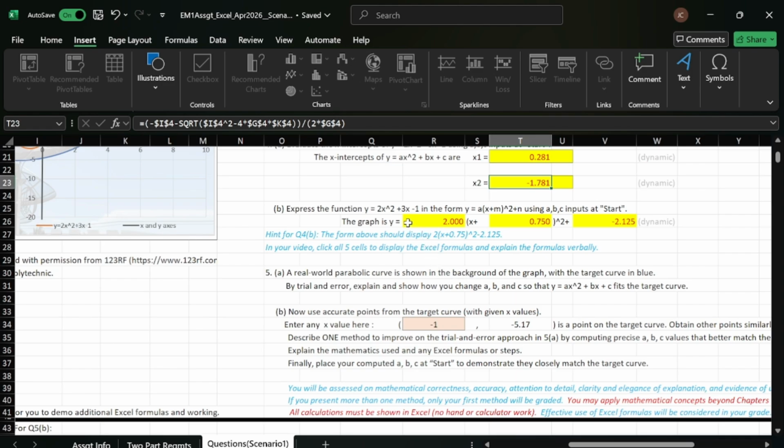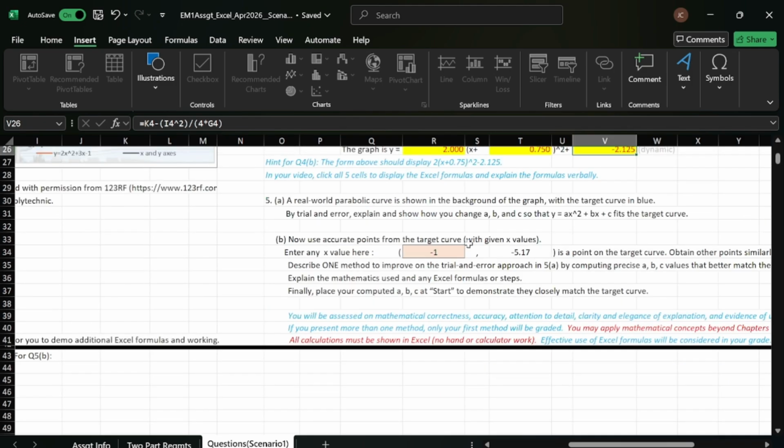At the first box, we have a, which represents 2, and at the second box, we have the formula b over 2a, which gives us 0.75. And at the third box, we have the formula c minus b squared over 4a, which gives us minus 2.125. Let's look at question 5a.